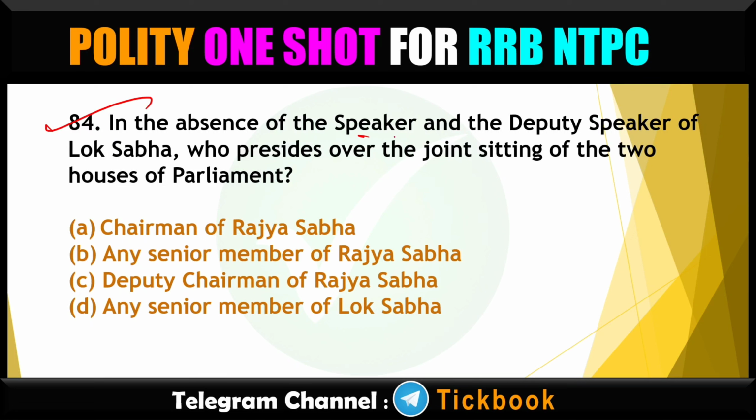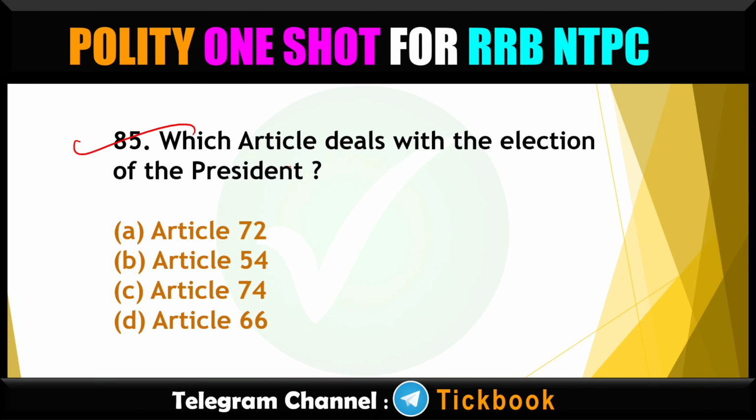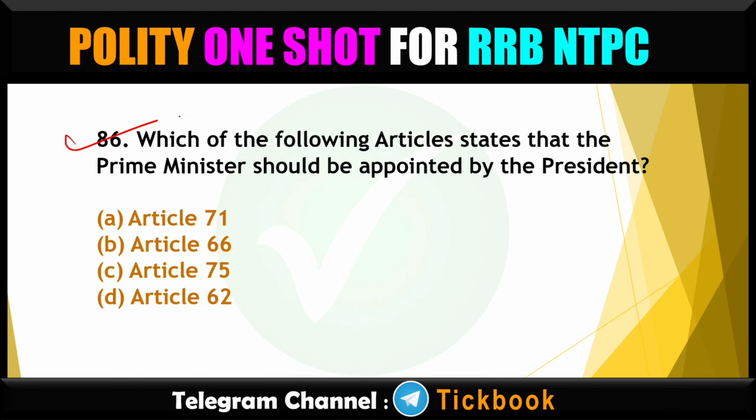84. In the absence of Speaker and the Deputy Speaker of the Lok Sabha, who presided over the joint sitting of the two houses of the Parliament? Option number C, Deputy Chairman of Rajya Sabha. 85. Which article deals with the election of the President? Option number B, Article 54. 86. Which of the following articles states that the Prime Minister should be appointed by the President? Option number C, Article 75.